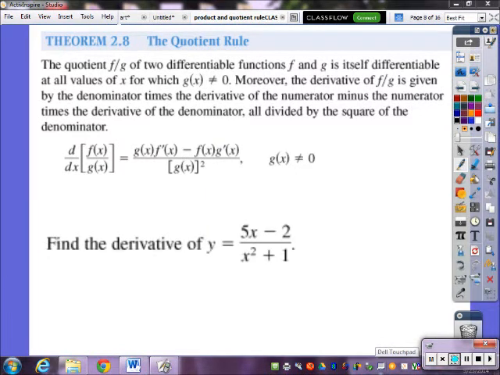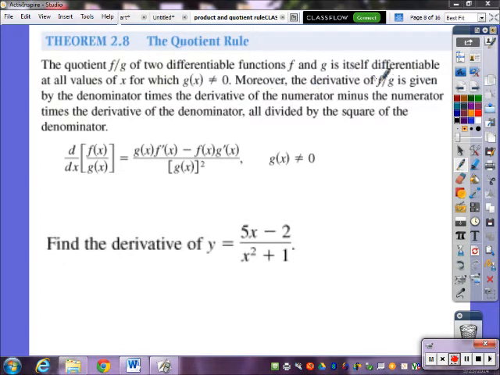Hello, this is Mrs. Taylor, and I'm going to explain to you how to use the quotient rule. The quotient f divided by g of two differentiable functions f and g is itself differentiable at all values of x for which g of x does not equal 0, which makes sense because g is in the denominator, and if we have 0 on the bottom, it's undefined.